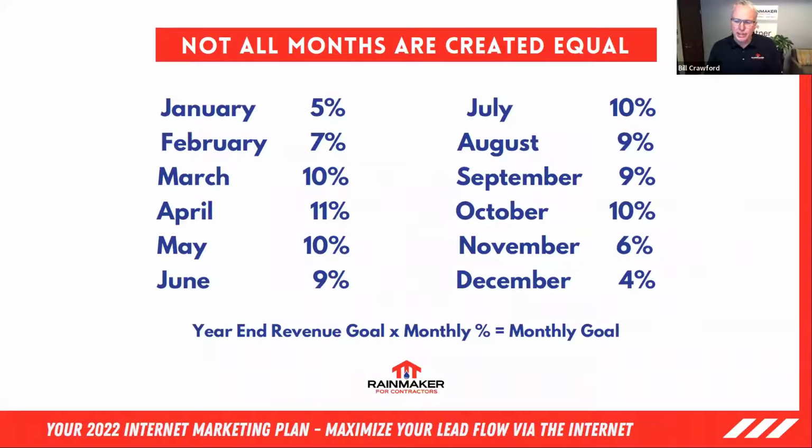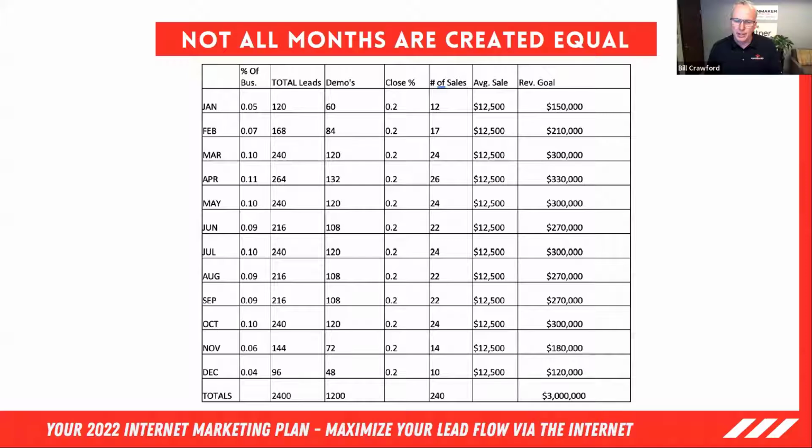So I'm going back to these numbers, and I put them in the second column right next to the month. So January, I'm only going to do 5% of that $3 million goal, right?